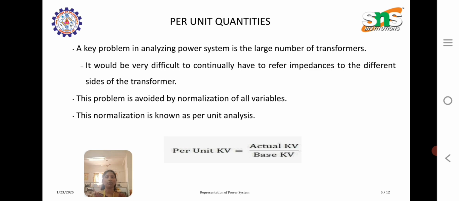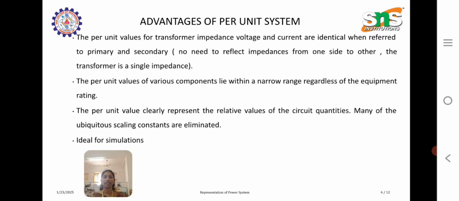In general, per unit can be determined by the formula: actual value divided by base value. So per unit kV is actual kV by base kV. For impedance, we can write it as actual impedance by base impedance. For reactance, in a similar way, we can change the formula to reactance.